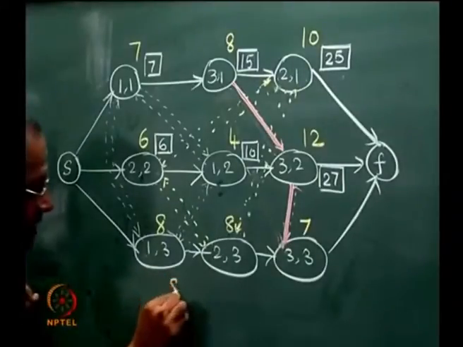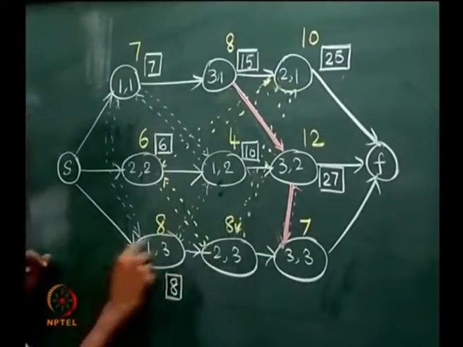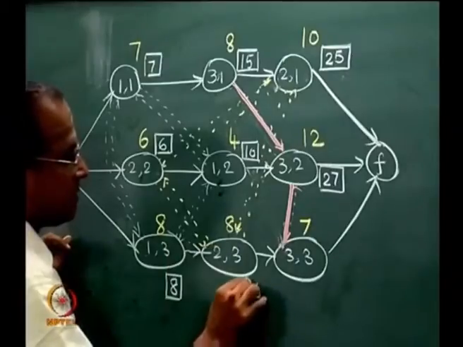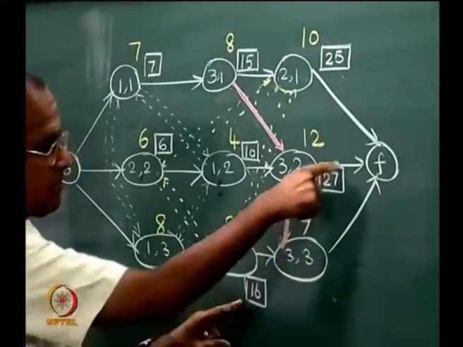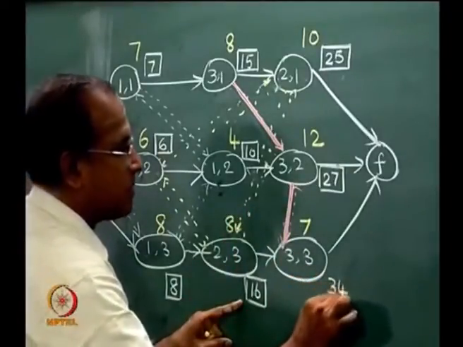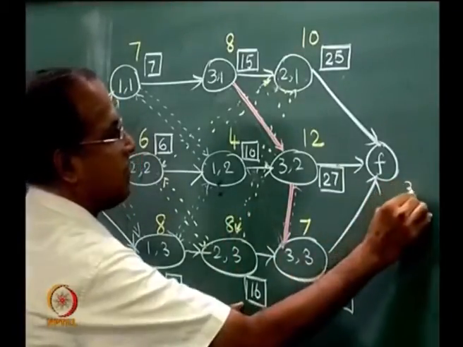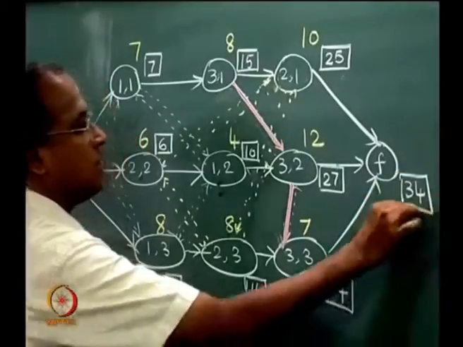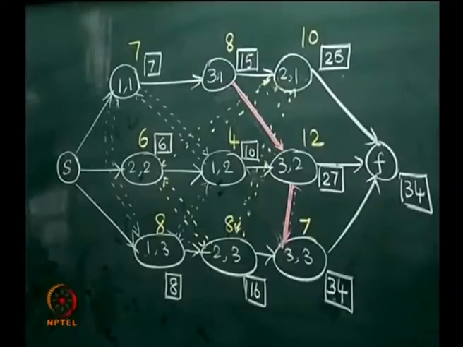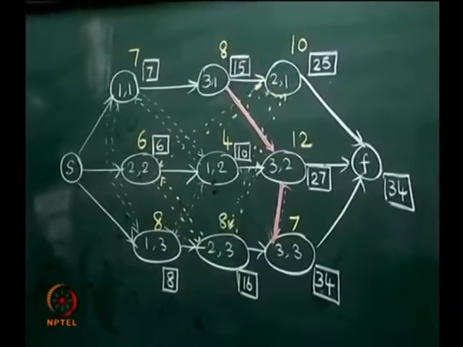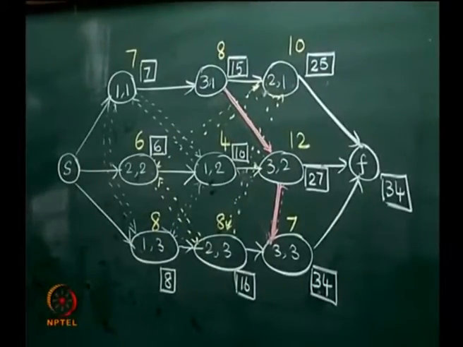Now, this will be 8, 8 plus 8 is 16. Now, this will be 16 plus 7 is 23, 27 plus 7 is 34, and the finish will be 34. Now, the lower bound on the makespan increases and it becomes 34, which is 27 plus 7. More importantly, it is the longest path on the network.